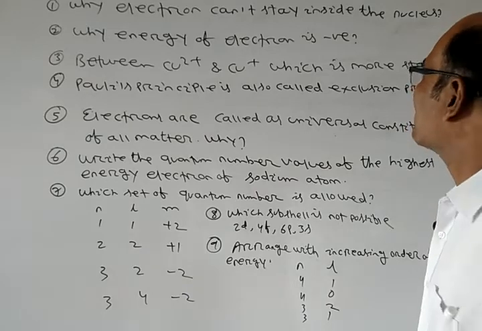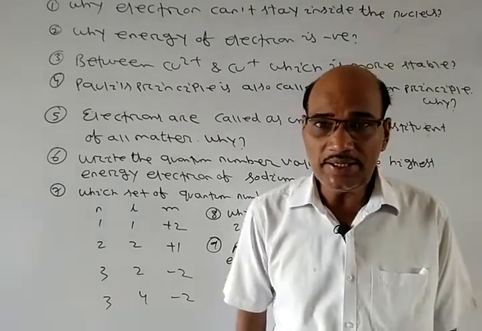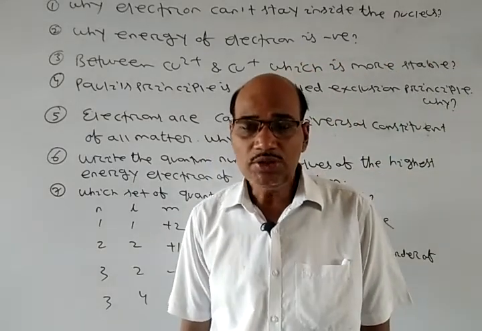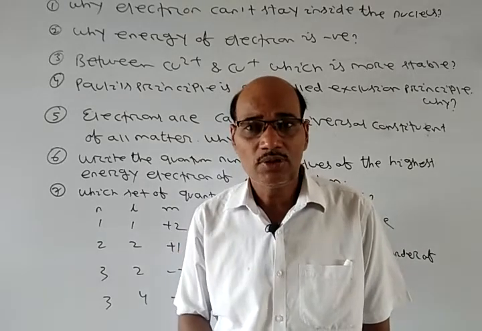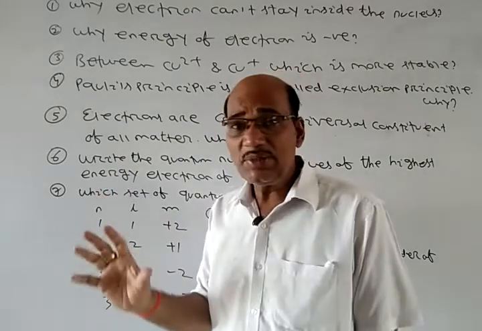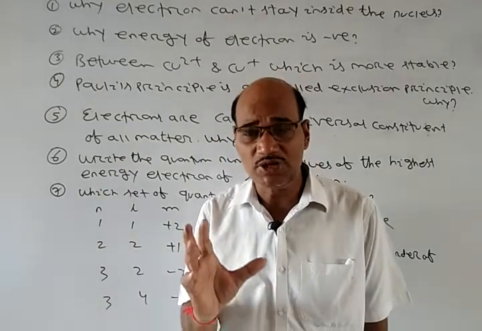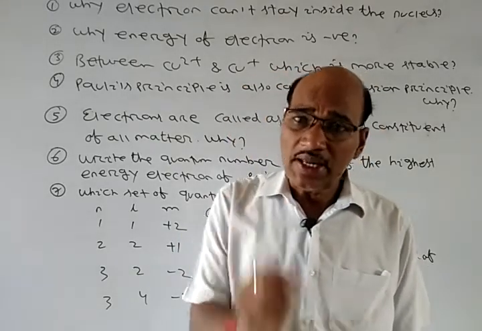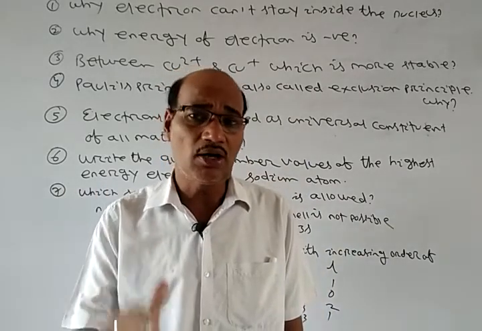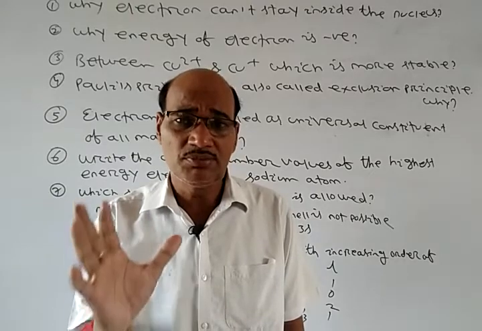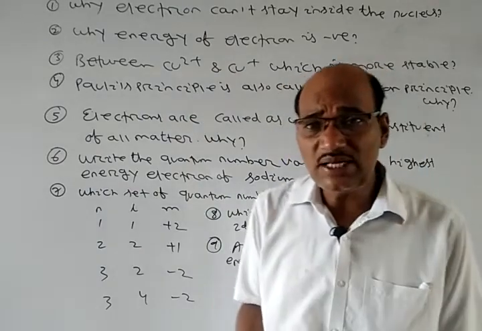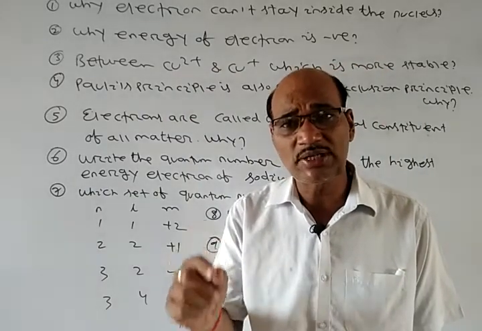Why can't electrons stay inside the nucleus? We have already solved these questions in Heisenberg's uncertainty principle. In Heisenberg's uncertainty principle, we know Δx · Δp = h/4π. The radius of the nucleus is about 10^-14 meter. So if an electron is held inside the nucleus, its uncertainty in position Δx must be 10^-14 meter. Now we know the mass of the electron is 9.11 × 10^-31 kg.